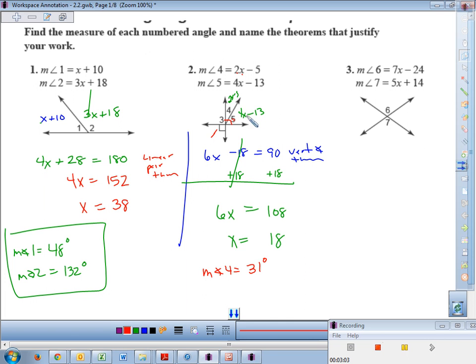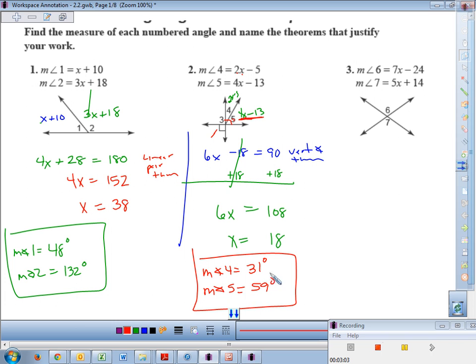Let's put 18 in for this one right here and make sure we get a 59 out of that. Take 18 times 4 and then subtract away 13. Do you get 59 degrees? That means you did your algebra right. Cool. Next one, you and a pal, get her done.